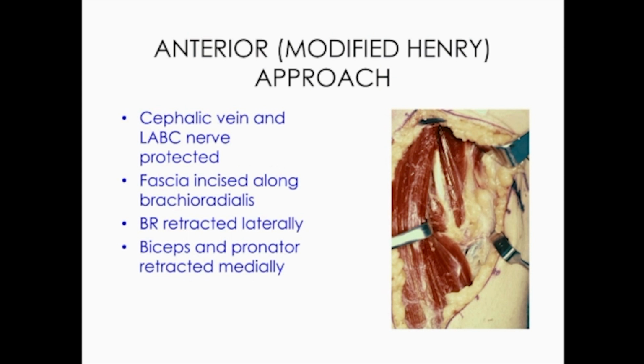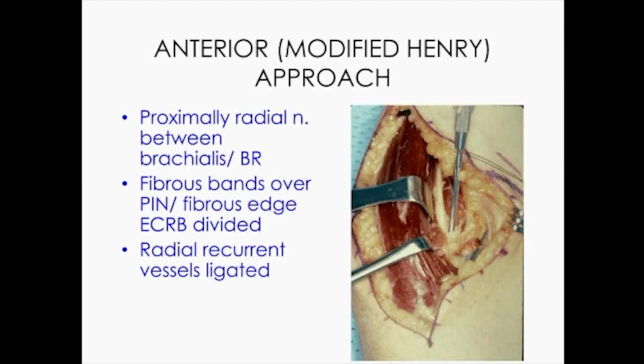So the cephalic vein and lateral antebrachial cutaneous nerve need to be identified and protected. The fascia is incised along the brachioradialis. The brachioradialis is retracted laterally, and the biceps and pronator are retracted medially, exposing the nerve. So proximally, as I mentioned before, the radial nerve is between the brachialis and the brachioradialis, and as it enters the forearm, there's a fibrous band over the PIN at the fibrous edge of the ECRB, above the probe, which needs to be divided.